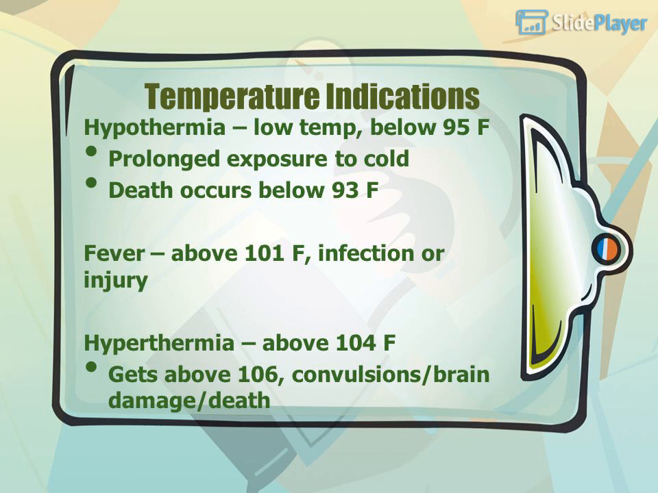Temperature indications. Hypothermia, low temp, below 95 F, from prolonged exposure to cold. Death occurs below 93 F. Fever, above 101 F, from infection or injury. Hyperthermia, above 104 F. If it gets above 106, convulsions, brain damage, death.